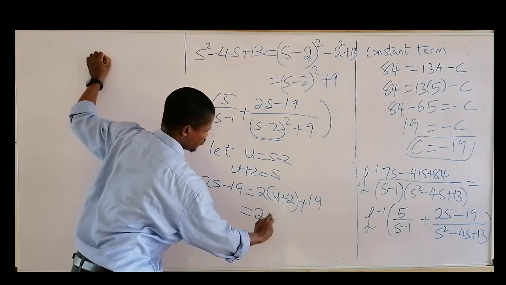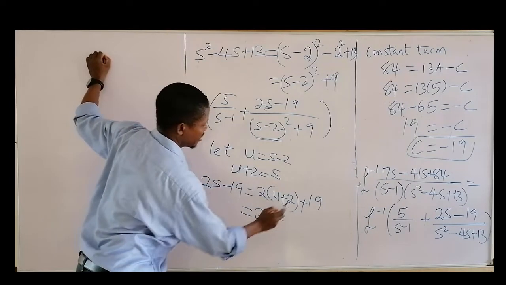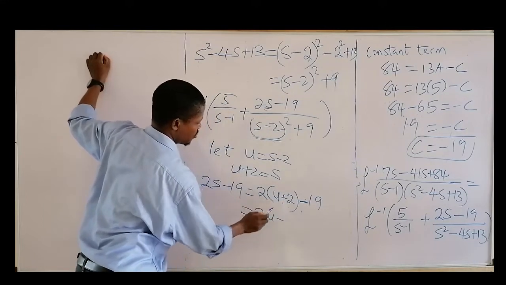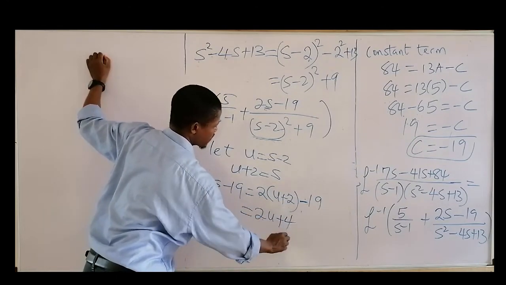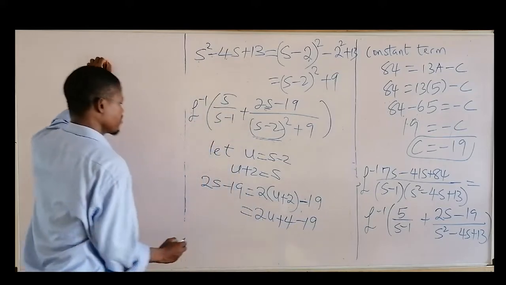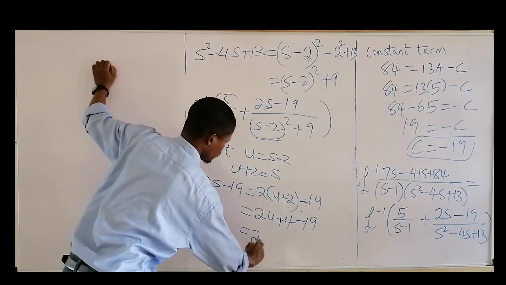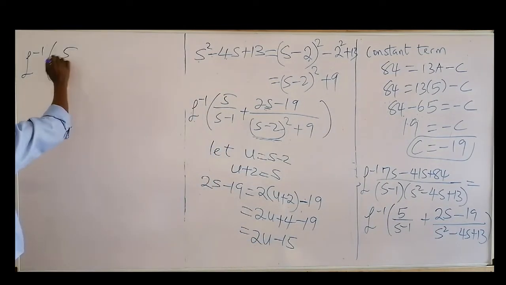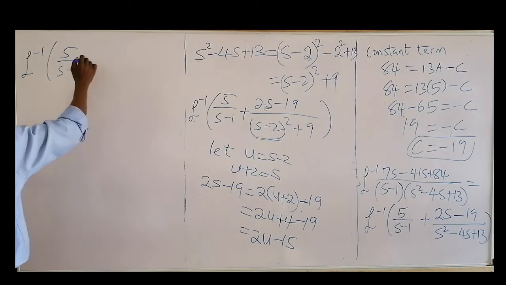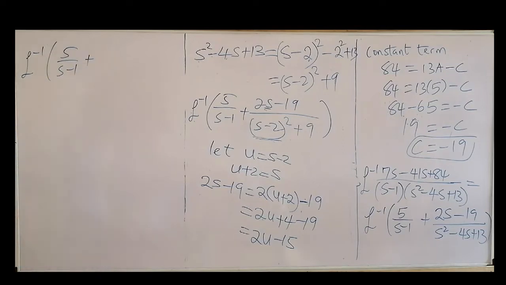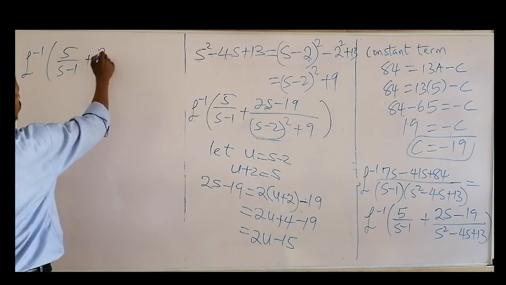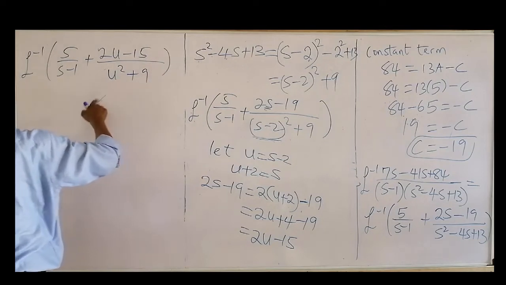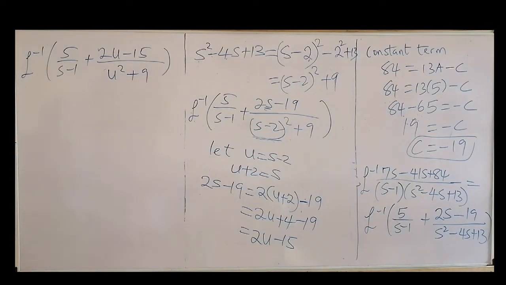And that will be equal to 2u, 2 times u, that's 2u plus 4 minus 19. And that will be equal to 2u minus 15. So we have the inverse Laplace of 5 over x minus 1, then plus (2u minus 15) over u squared plus 9.